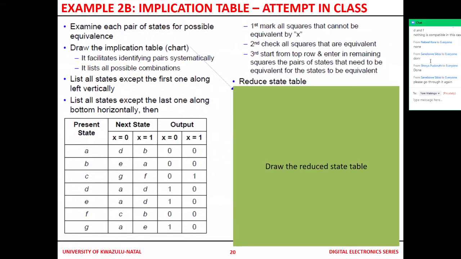Whenever they ask you for a reduction, don't use row reduction. It's very misleading unless you are told. Here we are looking at the implication table, so use the implication table. Go straight to the implication table. It does more than row reduction.